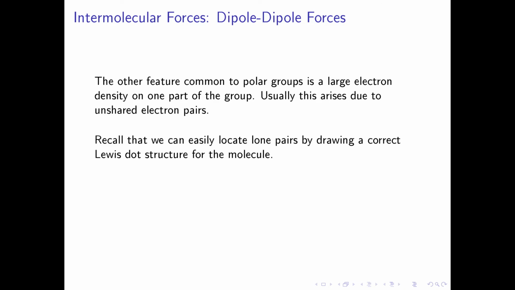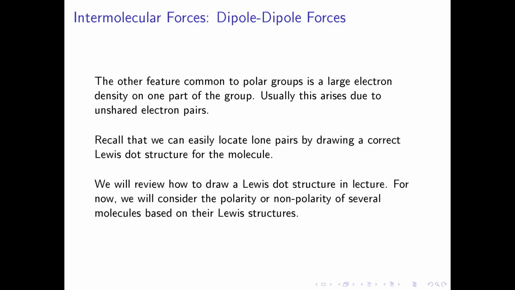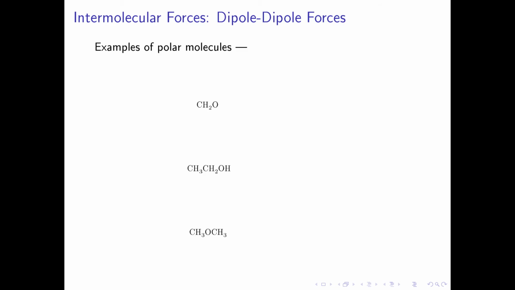Recall that we can easily locate lone pairs by drawing a correct Lewis dot structure for the molecule. We will review how to draw Lewis dot structures in lecture, but for now we will consider the polarity or non-polarity of several molecules based on their given Lewis structures. Let's consider three examples of polar molecules. I recommend at this point that you pause this video and make an attempt to draw the Lewis dot structure for each of these three molecules. Once you have done so, restart the video. We will display the Lewis dot structure and demonstrate where the polarity arises.